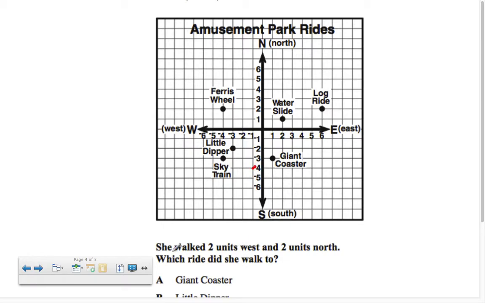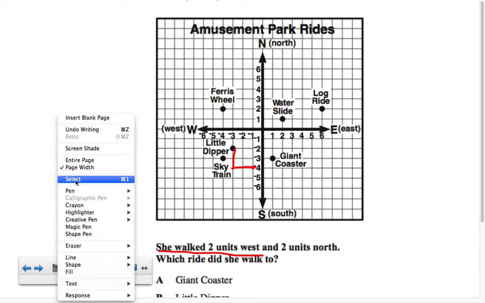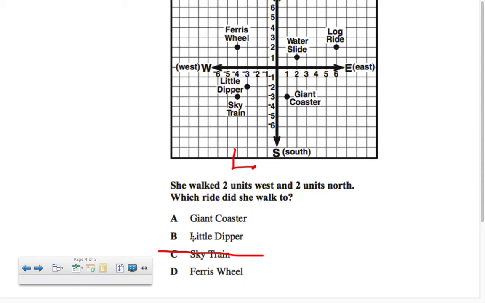Now let's read what the question says. It says, she walked 2 units west. This is west. It says so right here. So she walked 2 units west and 2 units north. North is up. Which ride did she walk to? Well, I think you can see that she went to the Little Dipper. So B would be the answer.